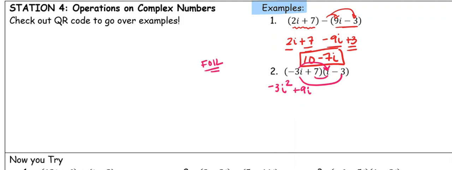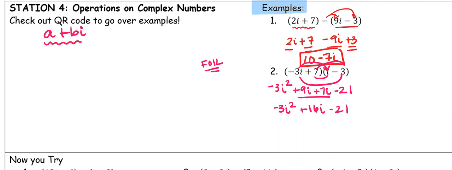And then the inside would be 7 times i, which is 7i. And then last times last would be minus 21. Okay, so right now I have these two like terms in the middle. So this is negative 3i squared plus 16i minus 21. But a complex number is always of the form a plus bi, so it can only have two things.